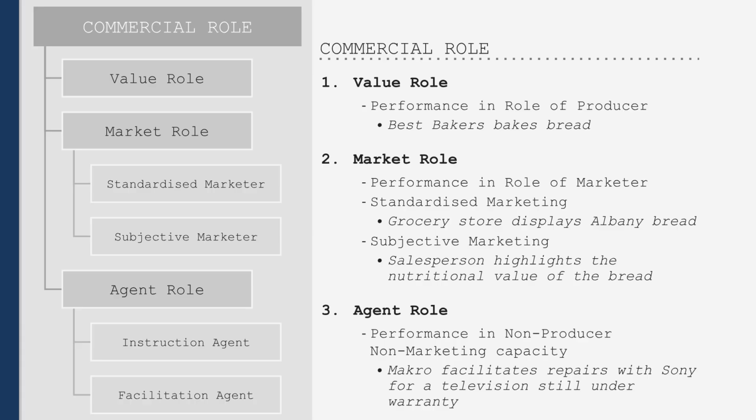In the agent role, the function performance is within a non-producer, non-marketer capacity. The agent acts on behalf of another party with regard to a non-marketing function. For example, Macro facilitates repairs with Sony for a television that is still under warranty. Macro is not the producer but assists in carrying out the process.